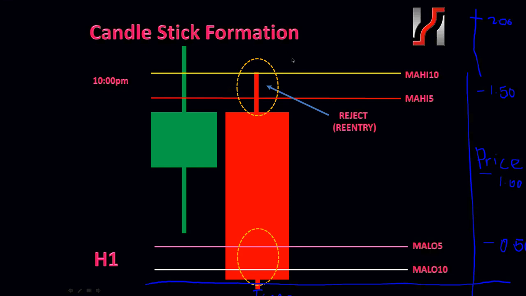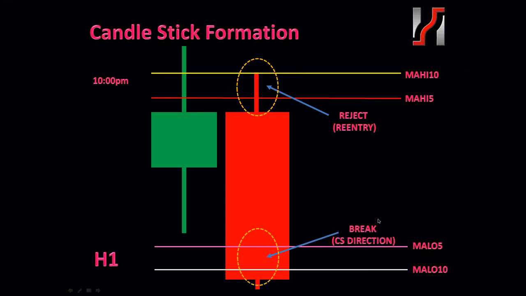Okay, so let me have a quick drawing over here. Let's say you have a candle here, for example, that rejects MALO5 and MALO10, then obviously this is a buy entry because it rejected the buy indicator. So with that, I hope you understand the difference between reject and break, because these things are very important when it comes to BBMA trading. All right, a quick revision: whenever the price rejects buy or sell indicators, it's an entry for buy or sell. But whenever a candle breaks through a buy indicator or a sell indicator, then you know that it's a candlestick direction. Okay, let me move on to the next point.